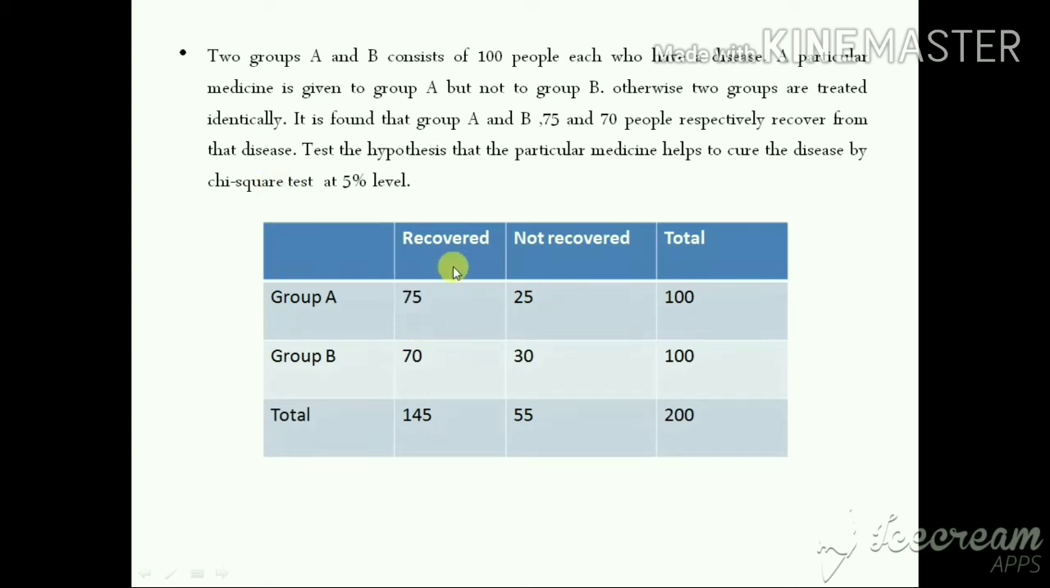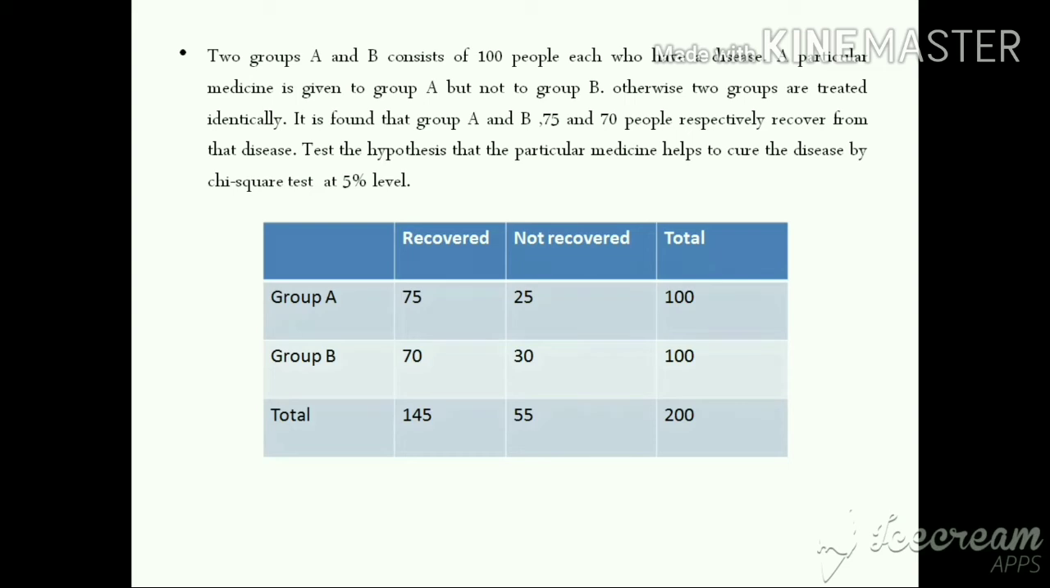Here two groups are taken, group A and group B, consisting of 100 people each. Both groups are suffering from the same disease, so one particular medicine is given to group A but not to group B. Otherwise the two groups are treated identically, and it is found that in groups A and B, 75 and 70 people respectively recovered from that disease. Now we have to test, at the 5% level, the hypothesis that the particular medicine helps to cure the disease. The medicine may be given or may not be given, but we can apply the chi-square independence test to such kinds of problems also.